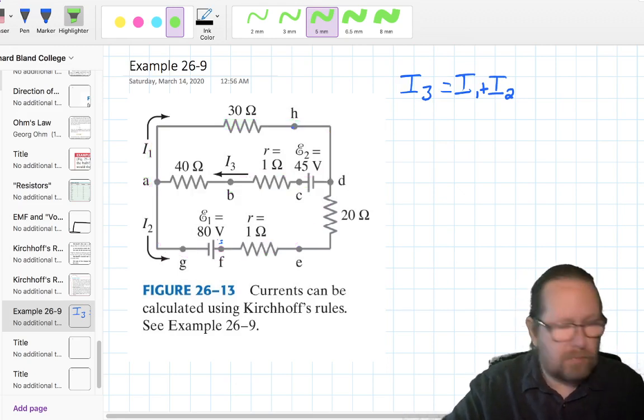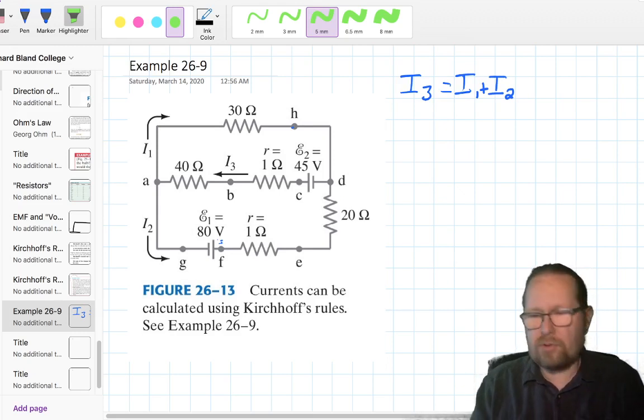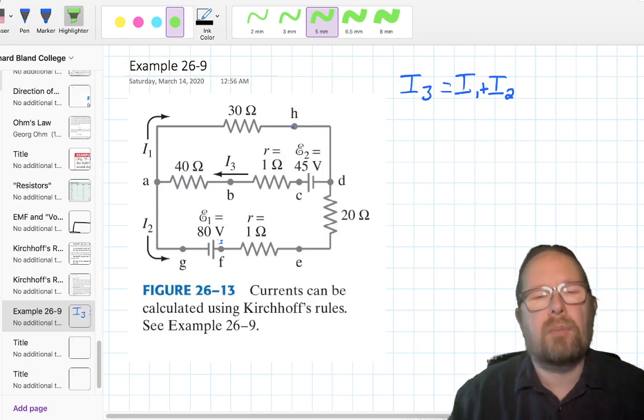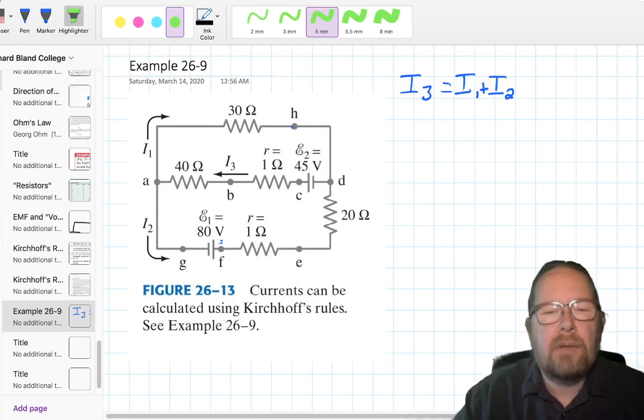I don't know, should I check your book and see where they start, or should I just start where I want to start? I'm not going to check the book. I'm going to start at D, and I'm going to go around a loop like this.